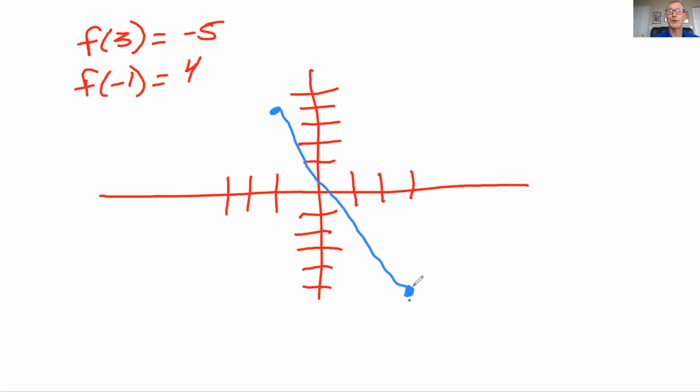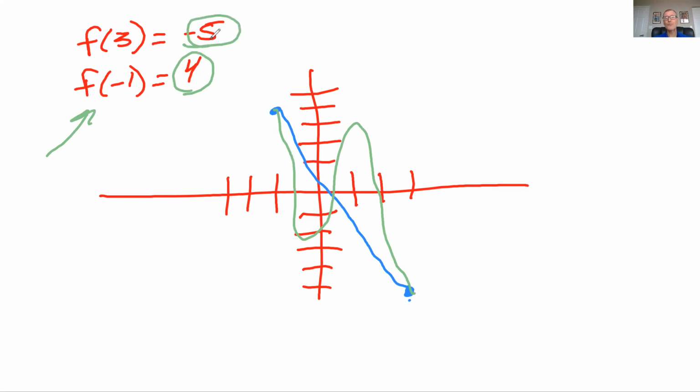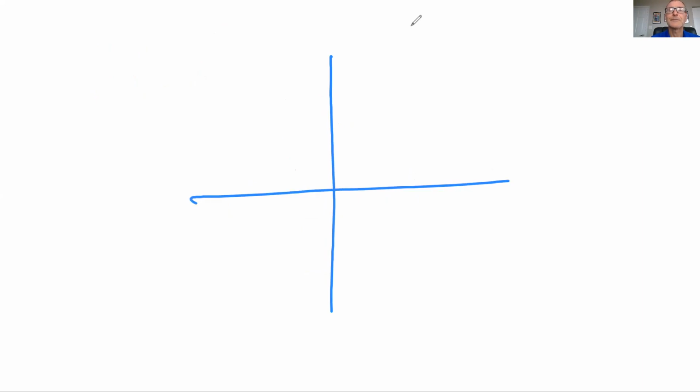Now, the thing you don't know is it could connect this way, right? So that's what we mean by at least one: between two points, if you plug the x values in and the sign changes for y, the only way to connect those two dots is across the x-axis at least once.